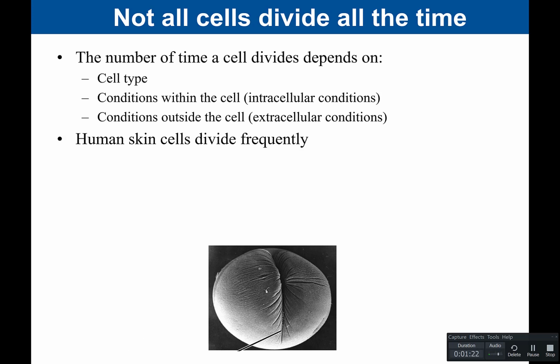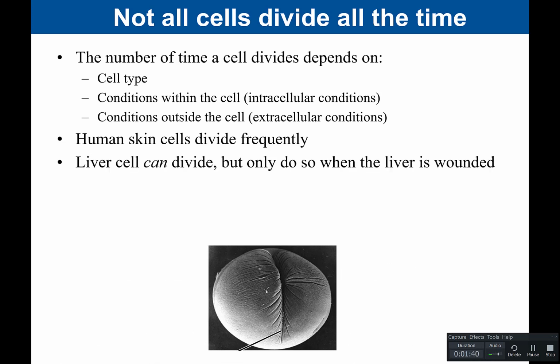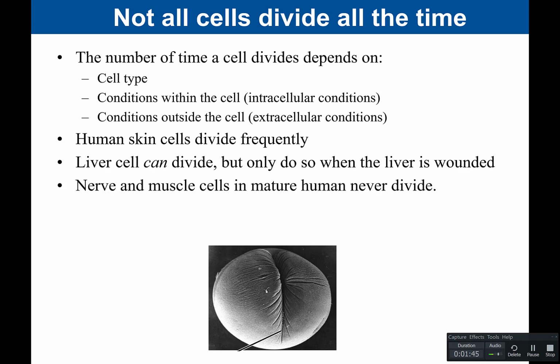Human skin cells, for example, divide very frequently, right? We lose our outer layers of skin, our lower layers undergo mitosis, and they repair and build the skin from the inside out. And so human skin cells divide frequently. Liver cells can divide, but only do so when the liver is wounded. And nerve and muscles in the mature human never divide.